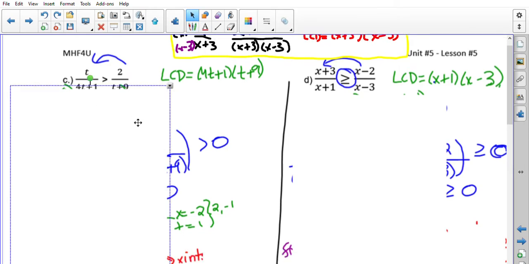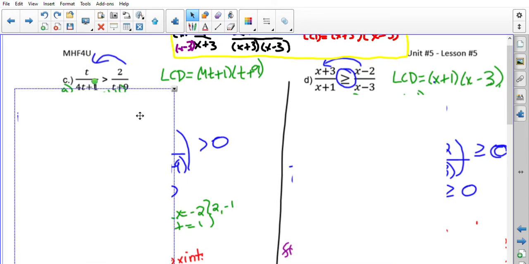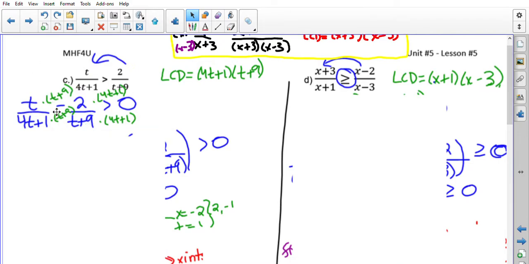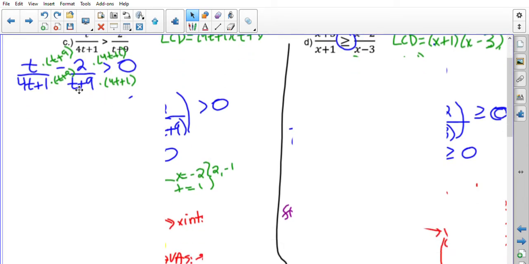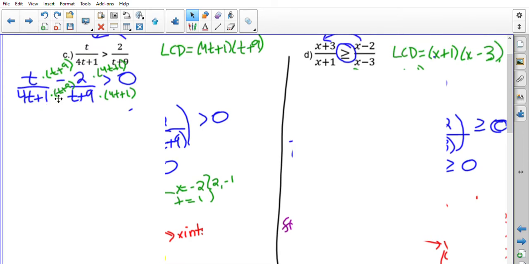All right, so this one here, we're going to bring 2 over t plus 9 to the other side. So it becomes minus 2 over t plus 9. Our lowest common denominator, we have nothing common at the bottom, so we just have to do the product of their two factors, 4t plus 1, t plus 9. We're going to rewrite both terms with the LCD. First, the first term's numerator and denominator will get multiplied by what's missing, which is t plus 9. Second term will get multiplied numerator and denominator by 4t plus 1, as that's what's missing.